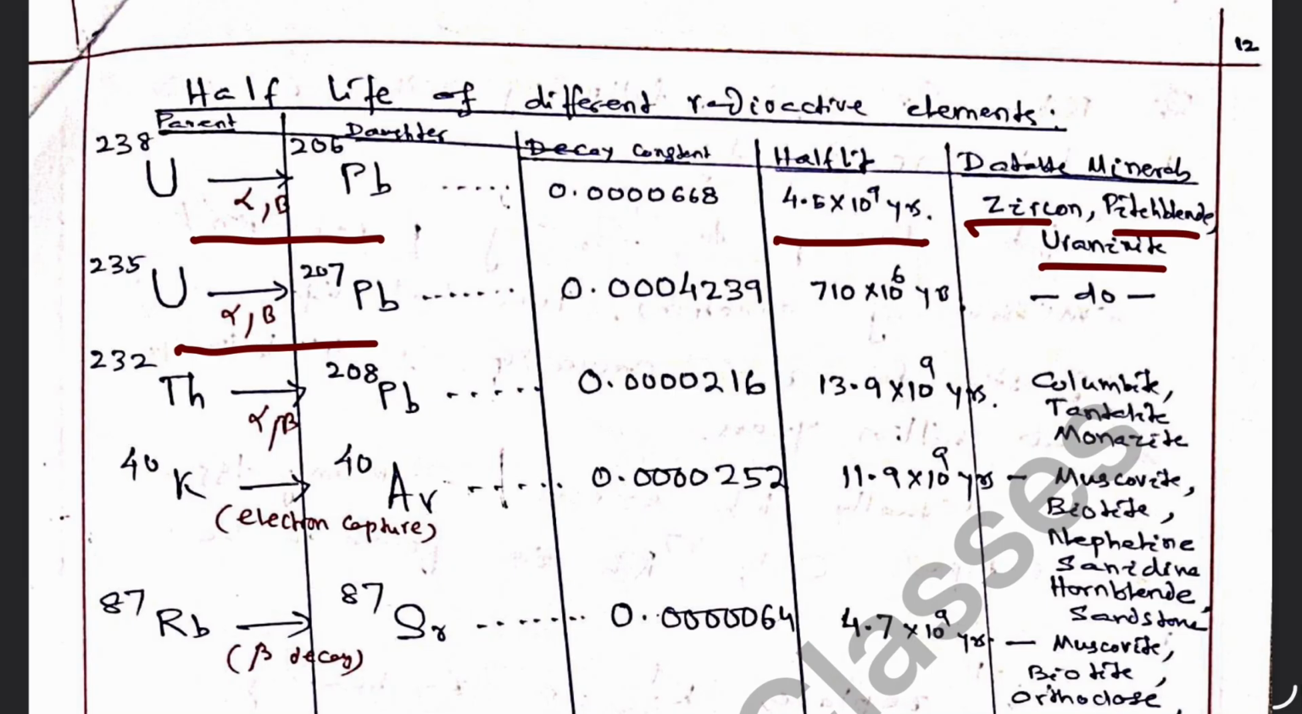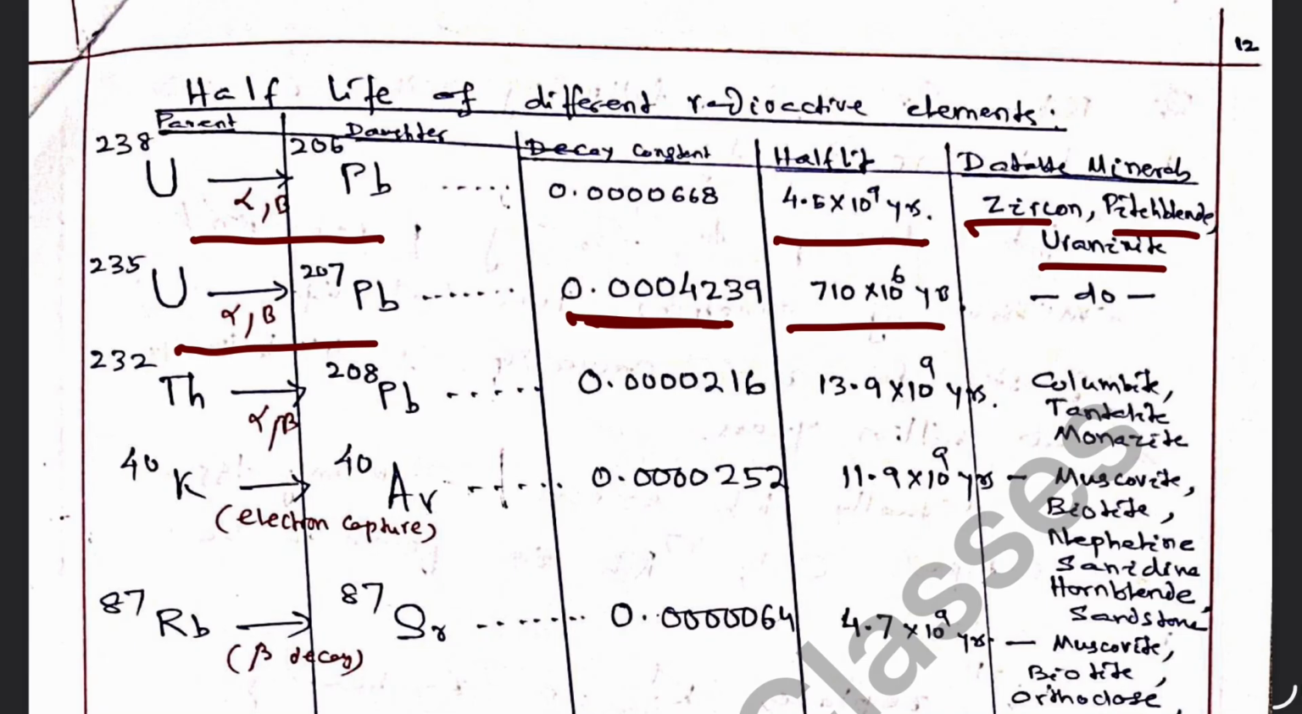Similarly, uranium-235 produces stable Pb-207, and its half-life period is 710 × 10^6 years, that is 710 million years, and it is also found in zircon, pitchblende, uraninite. So these are the common minerals in which we find uranium-235 and Pb-207.